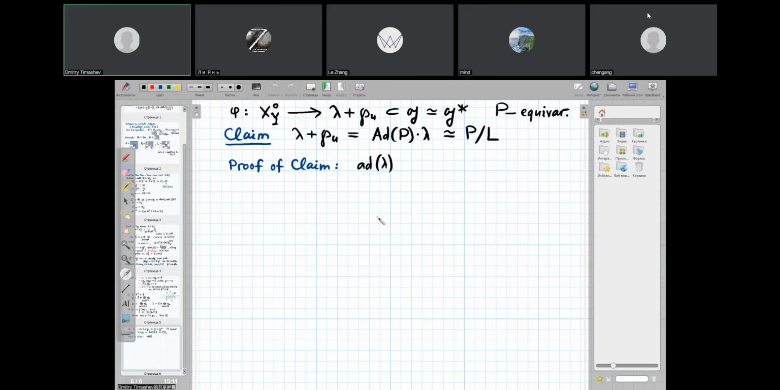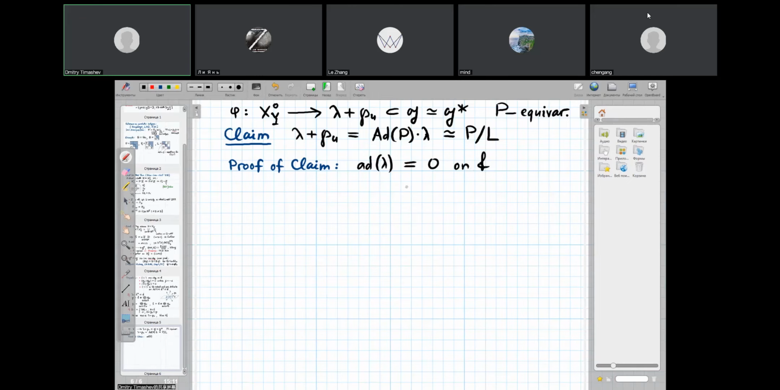So, let's come back to the proof of the claim. So we have this adjoint operator of lambda. What can we say about this adjoint operator? Well, it vanishes on T because lambda itself belongs to T and T is commutative.